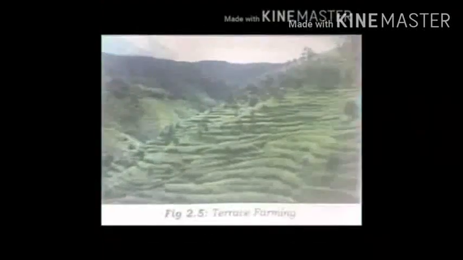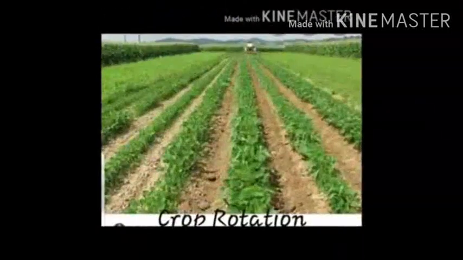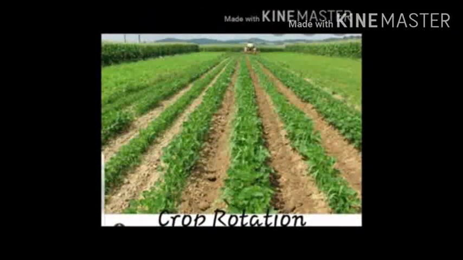The next one is terrace farming. In terrace farming, broad flat steps or terraces are made on steep slopes so that flat surfaces are available to grow crops. The next one is crop rotation. In this method, two or more crops on the same land are grown one after another.